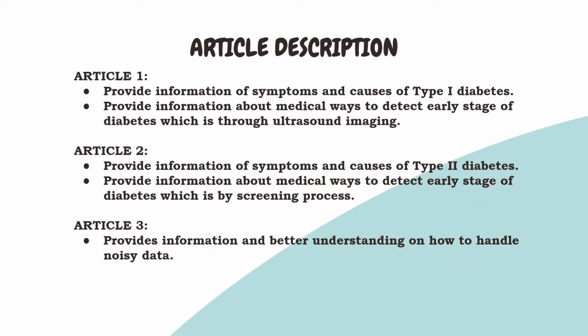Next is about research articles that we referred to in order to help us understand this topic. For Article 1, it provides information of symptoms and causes of type 1 diabetes. It also provides information about medical ways to detect early stage of diabetes, which is through ultrasound imaging. Next, for Article 2, it provides information of symptoms and causes of type 2 diabetes. It also provides information about medical ways to detect early stage of diabetes, which is by screening process. For Article 3, it provides information and better understanding on how to handle noisy data.